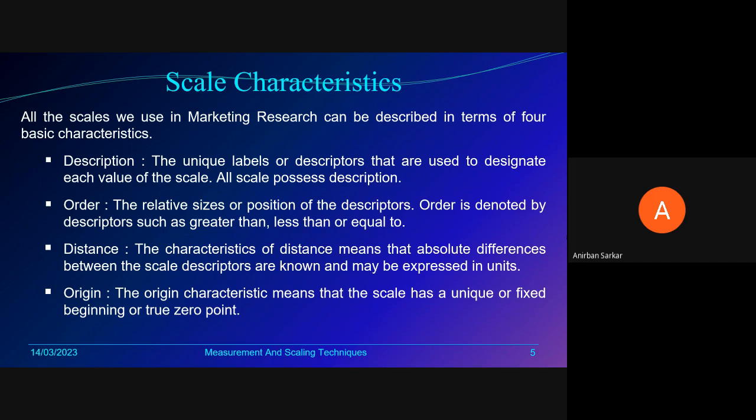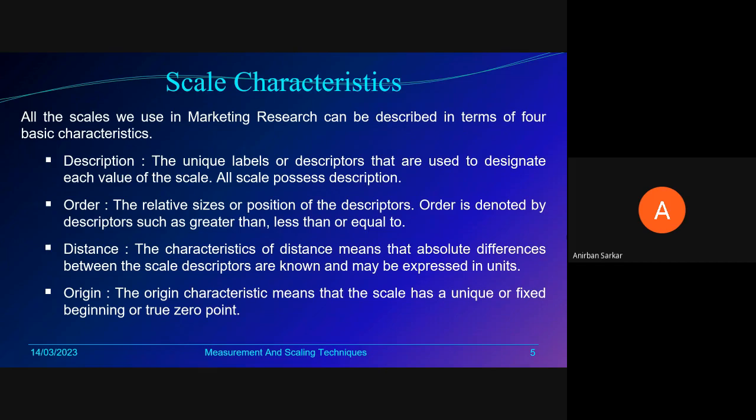Like in our example, ID has a description characteristic, but ID does not possess order, distance, or origin characteristics. Similarly, rank possesses both description and order characteristics, but does not possess distance or origin. The score possesses distance, order, and description characteristics. And our revenue column possesses origin, distance, order, and description.